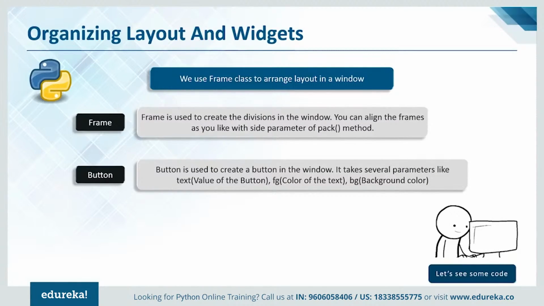You can align the frames as you like with the side parameter of the pack method, guys. And button? Well, button is used to create a button in the window. We've already checked this out. It takes in several parameters like the text, FG, BG and all of that, and we already know this, right?